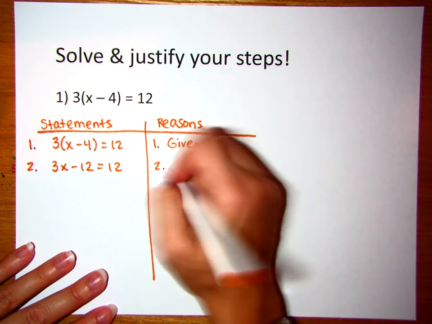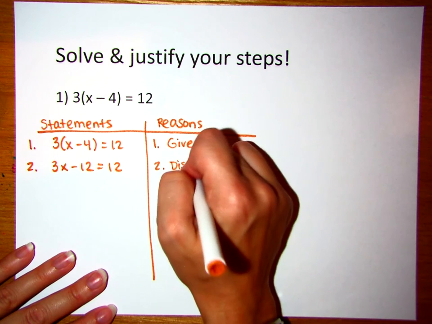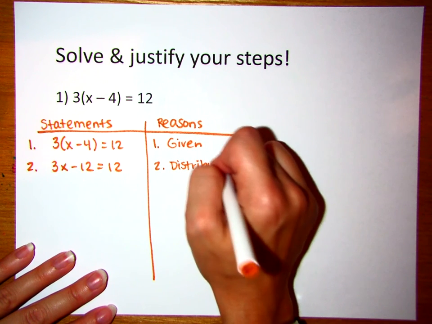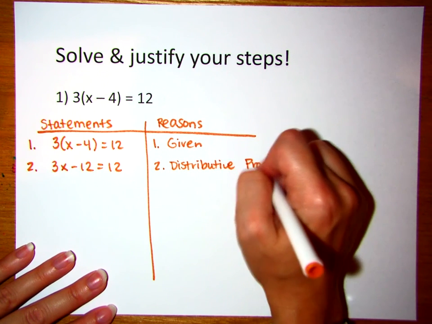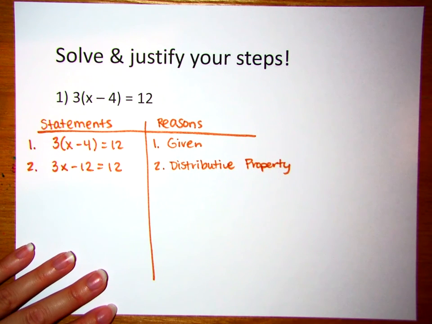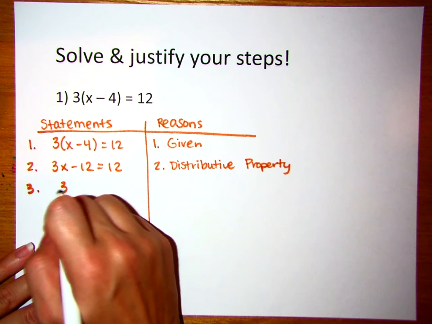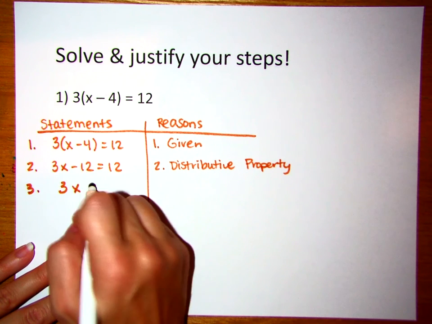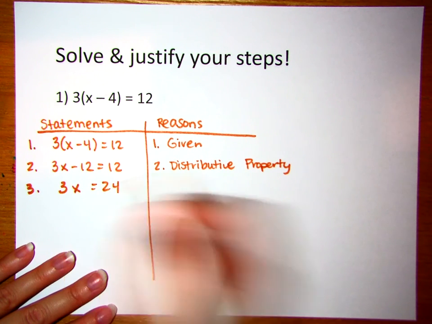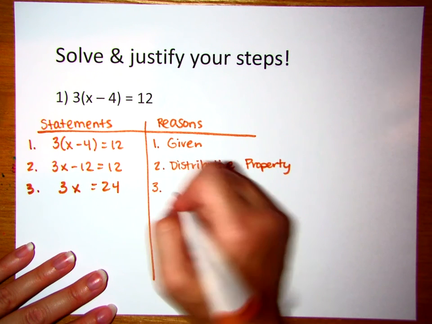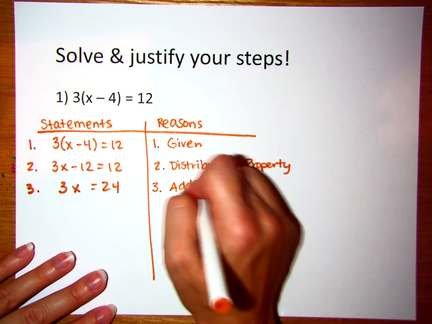So what did we do? We did the distributive property. And now we're going to go ahead and add 12 to both sides. So 3x, when we add that 12, would go away here. 12 plus 12 is 24. So what did we do? We did the addition property.